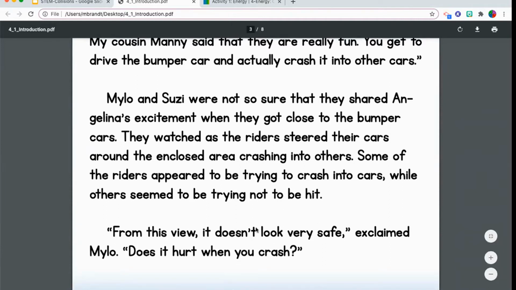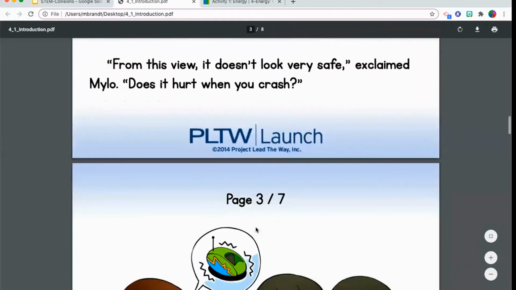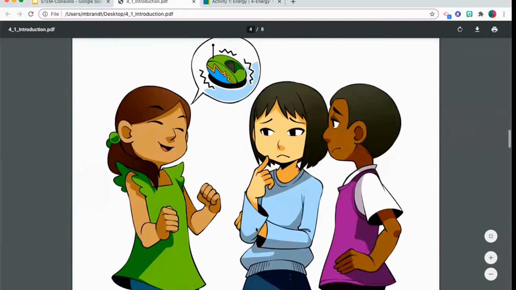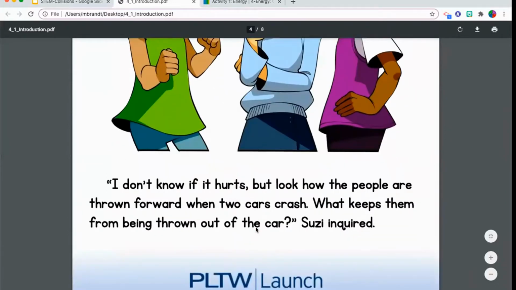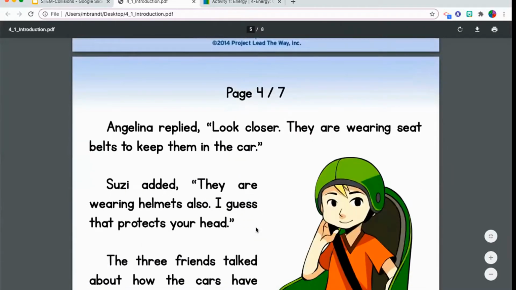They watched as the riders steered their cars around the enclosed area, crashing into each other. Some of the riders appeared to be trying to crash into cars, while others seemed to be trying not to be hit. "From this view, it doesn't look very safe," exclaimed Milo. "Does it hurt when you crash?" "Look at those faces. I don't know if it hurts, but look how the people are thrown forward when the two cars crash. What keeps them from being thrown out of the car?" Susie inquired. Angelina replied, "Look closer.